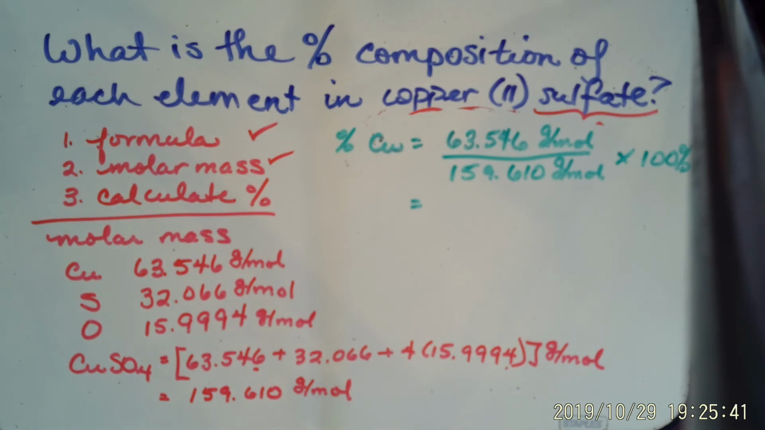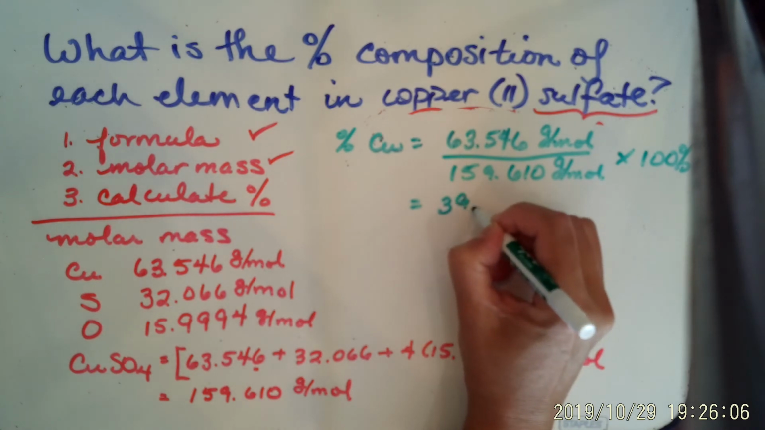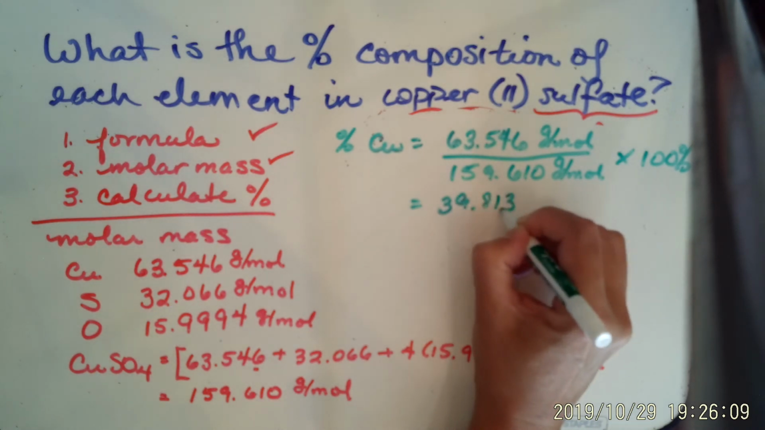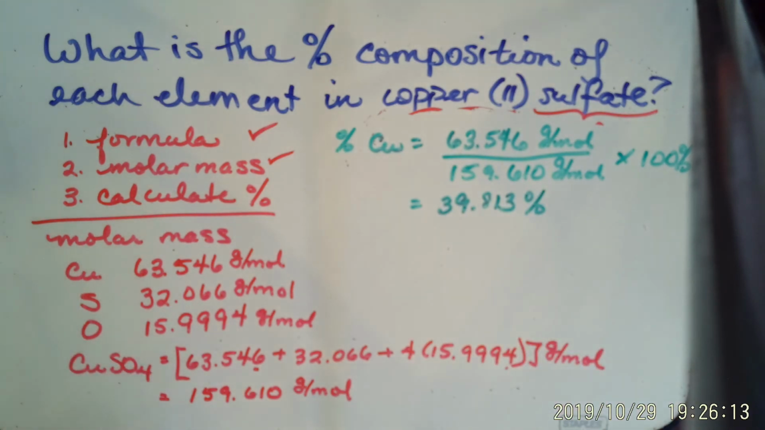That's going to be equal to 63.546 divided by 159.610 times 100. And then I get 39.813%. So the copper is done.